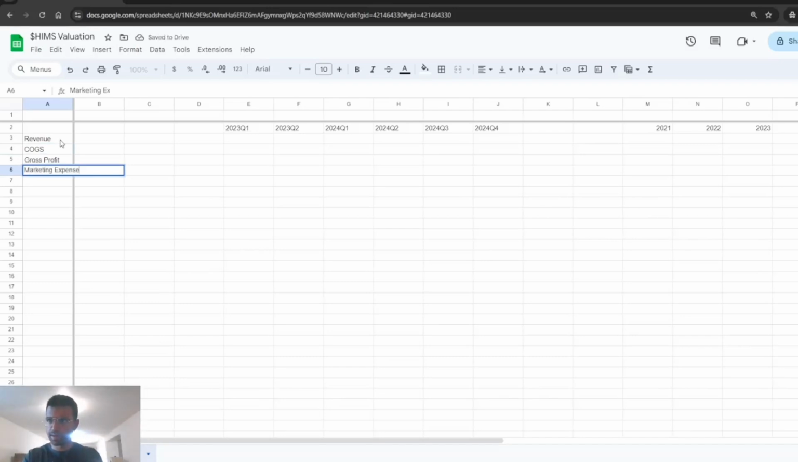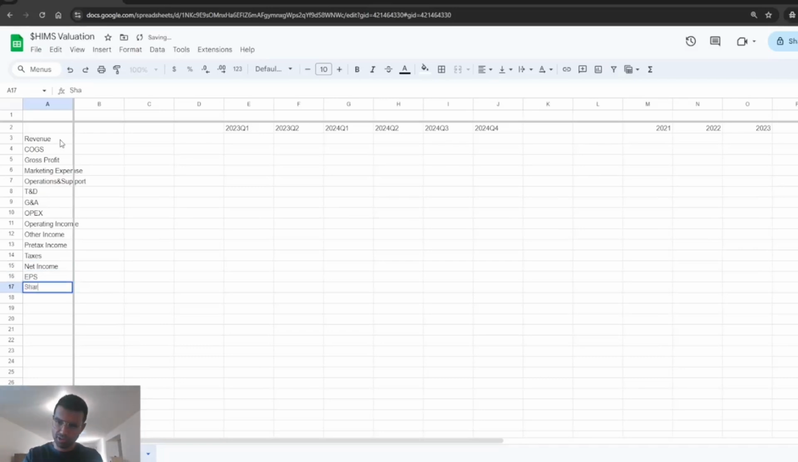It's high. All right. Operations and support, T&D, tech and development, G&A, general administration, OPEX, operating income, other income, pre-tax income. I guess they don't pay taxes, but we should probably include it because they're going to be profitable now. Net income, EPS we care about. I need the shares outstanding. Let's look at revenue growth. It's kind of important. Let's put gross margin first because that's really important too, and then let's put revenue growth at the bottom right. All right, let's load this bad boy up.